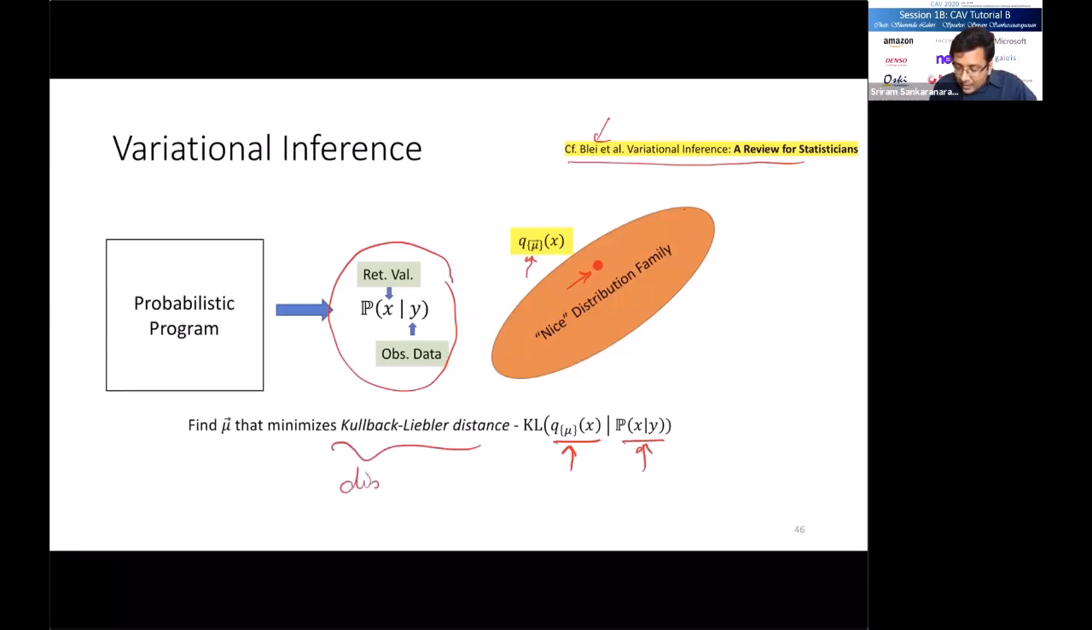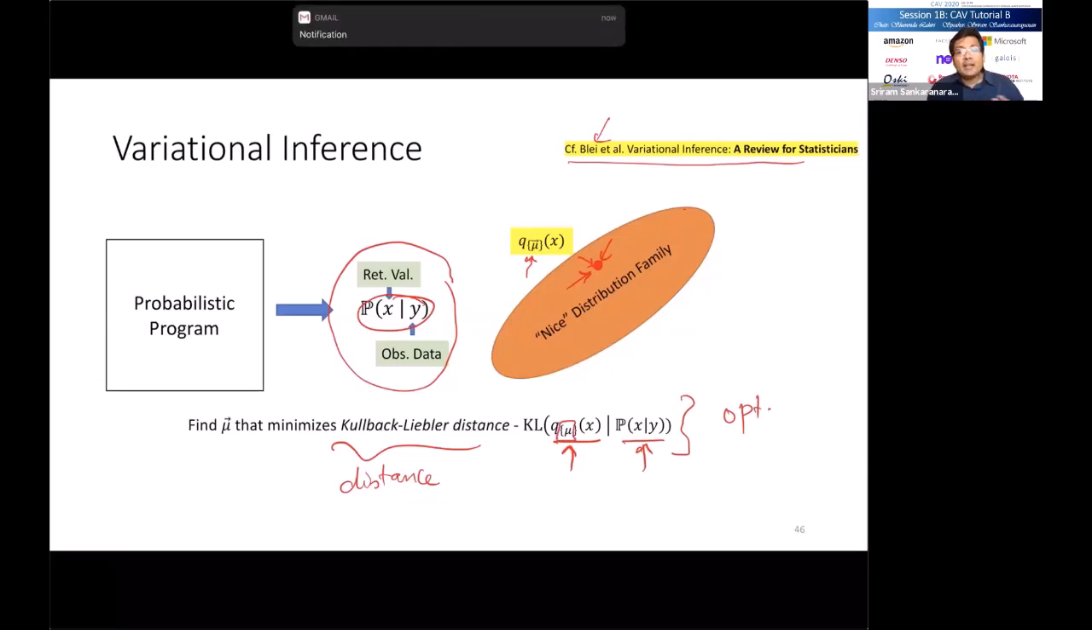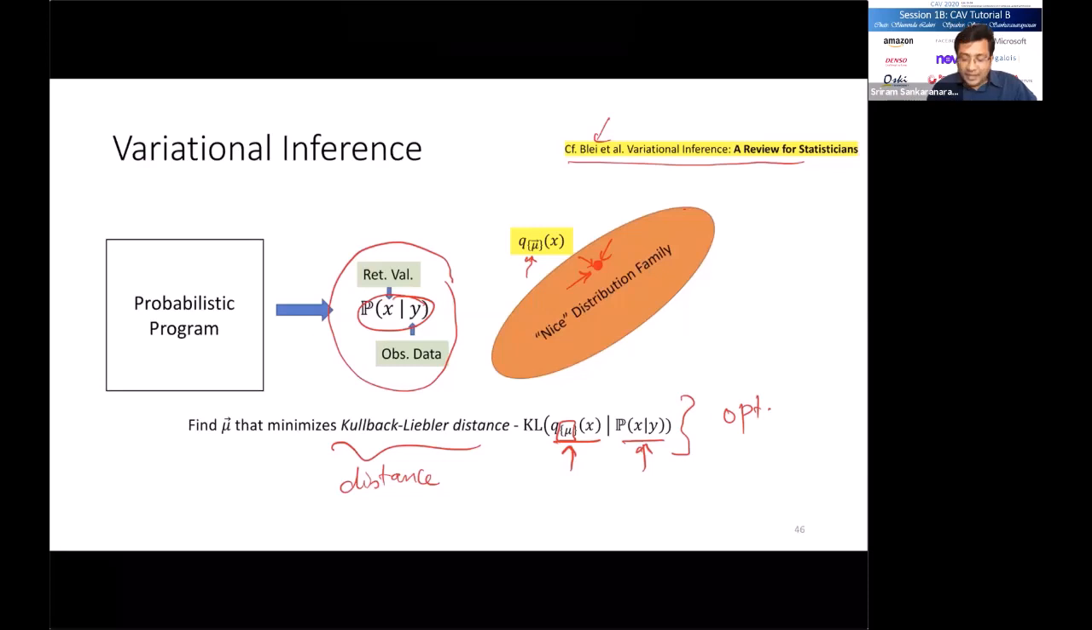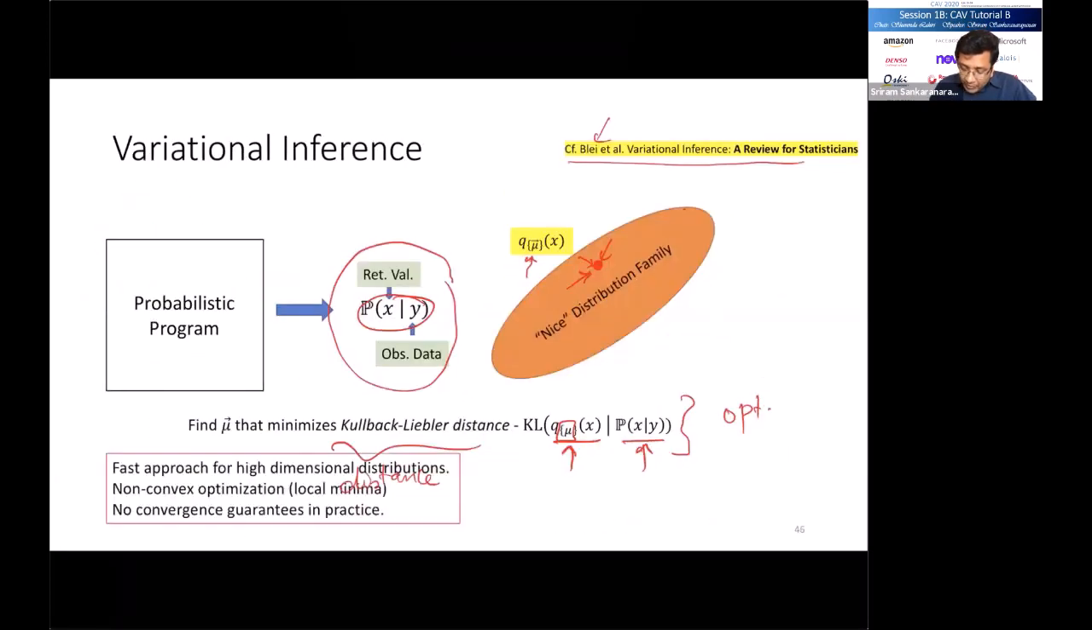So this is a distance between distributions, between the member of the family and the actual posterior. How you do this is you have to use an optimization engine like TensorFlow or PyTorch that does gradient descent on this mu to find the minimizer, and that minimizes the Kullback-Leibler distance. The problem with this kind of approach is it's non-convex and converges to a local minima. There are no guarantees in practice. The nice thing is it's extremely fast for really large probabilistic programs over very high dimensional state spaces. It gets you an approximate answer rather fast.